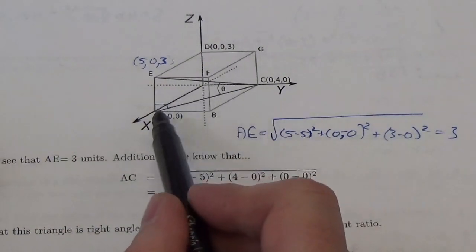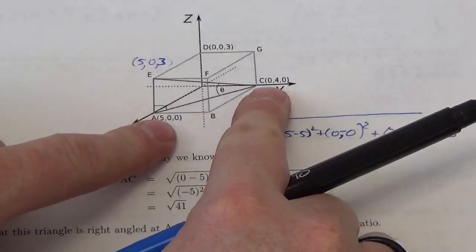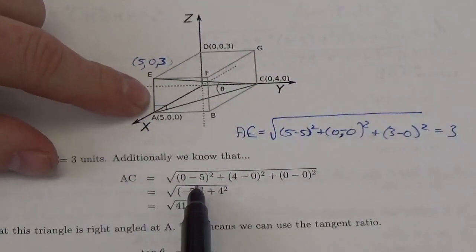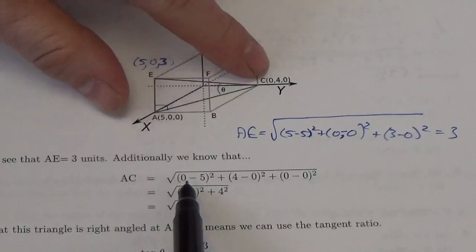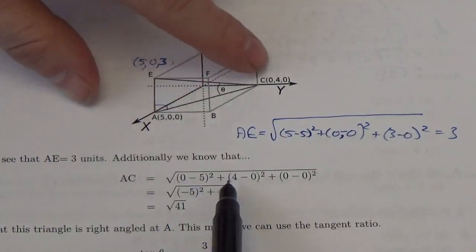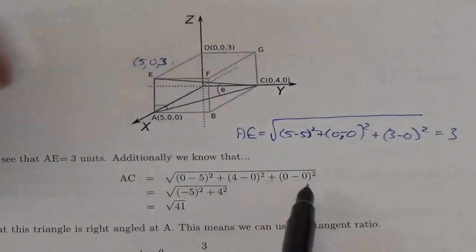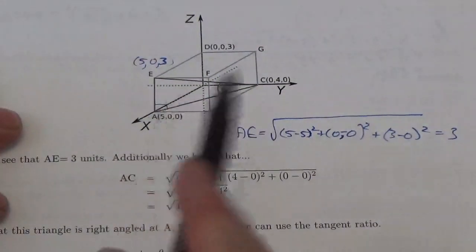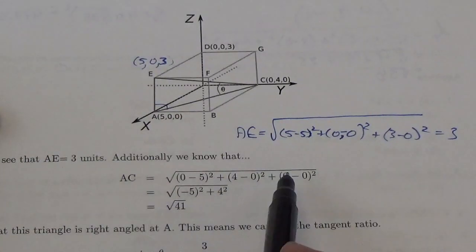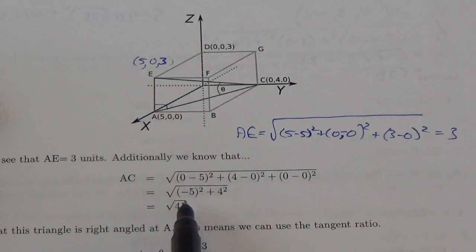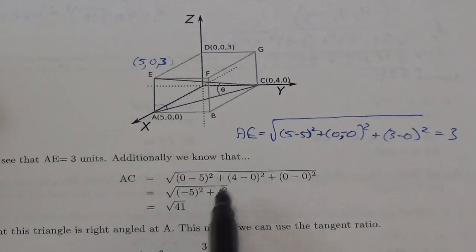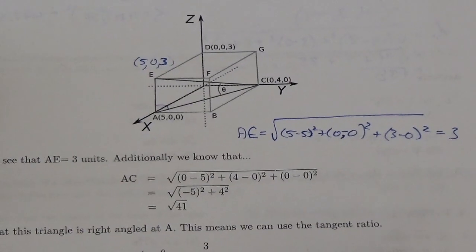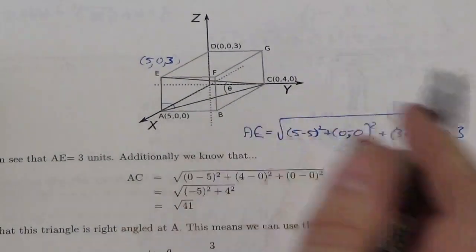Now we can come up with the distance AC, and we have both coordinates there for A and C. And so that's going to be the difference between the x coordinates, so 0 minus 5 squared, plus the difference in the y coordinates, 4 minus 0 squared. And then they're both on the same plane vertically, so their z coordinates are the same. And when we put that together, we're going to get the square root of negative 5 squared plus 4 squared. So that's going to be 25 plus 16. Now we're looking at the square root of 41. That is the length AC.